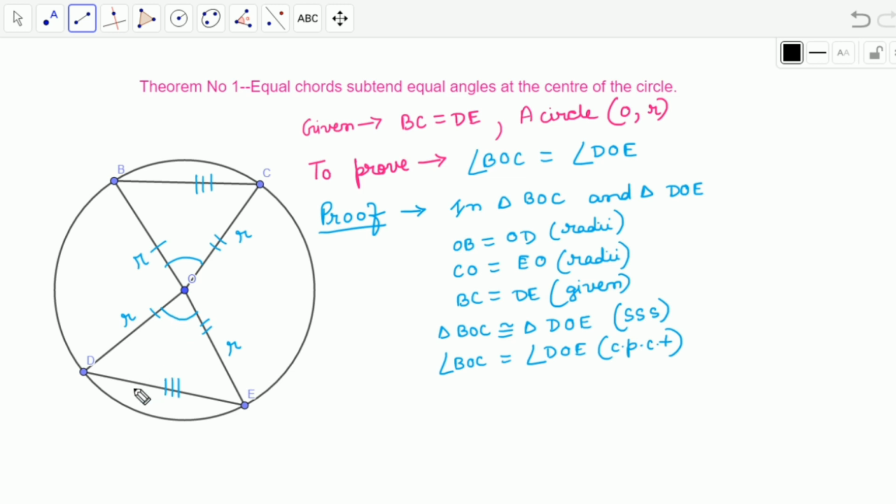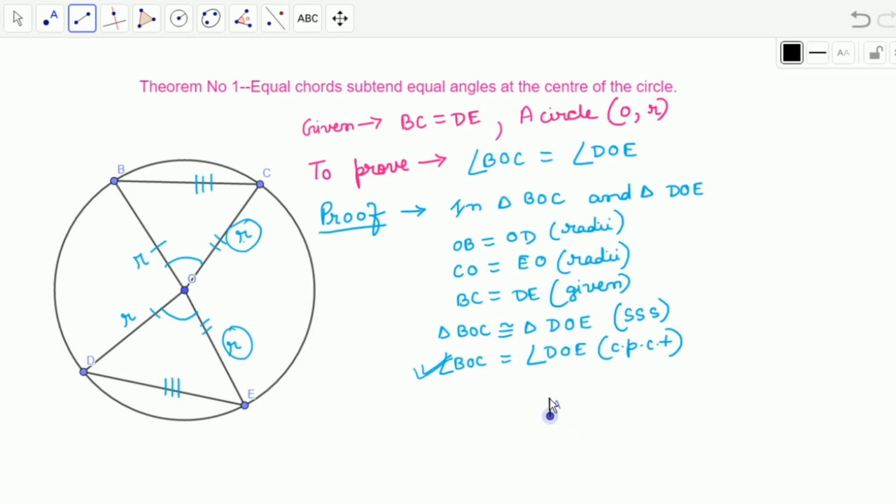So what does it tell you? If two chords are equal, then they will subtend equal angles at the center of the circle. That's what we had to prove, and we have proved that. The most important thing that was used here was congruency. We used to know it earlier, but the concept of the radius has been used to make the two triangles congruent. That's what we'll be using.